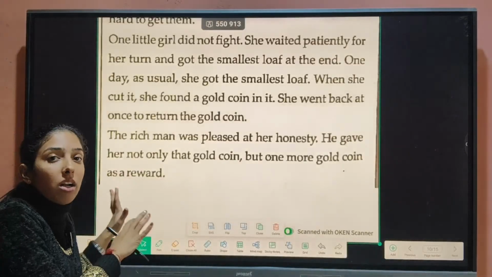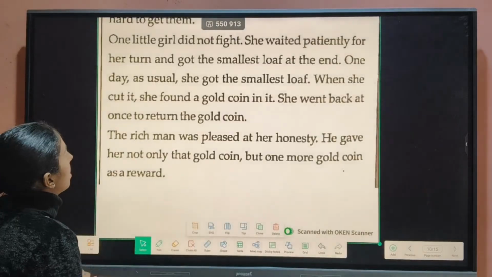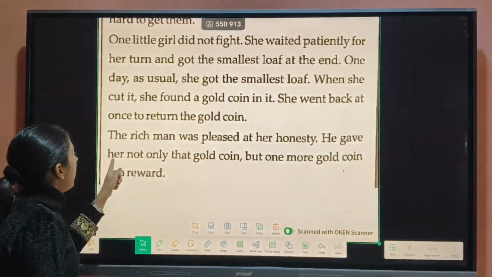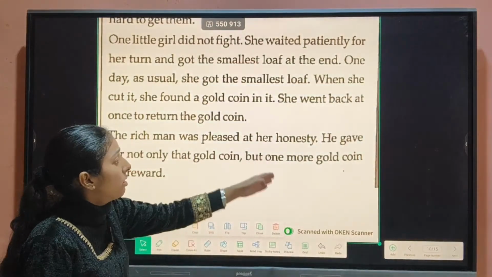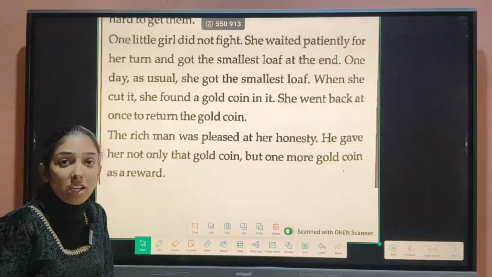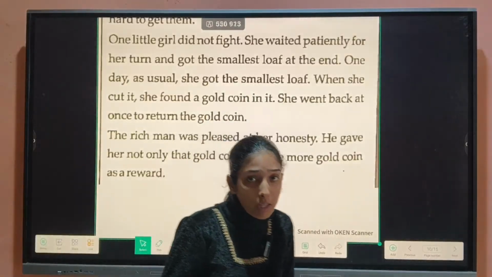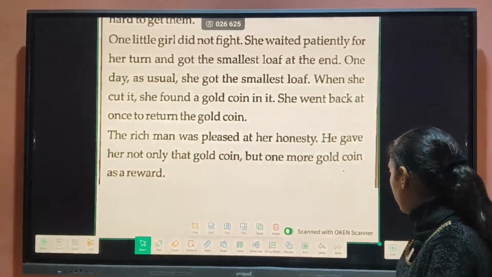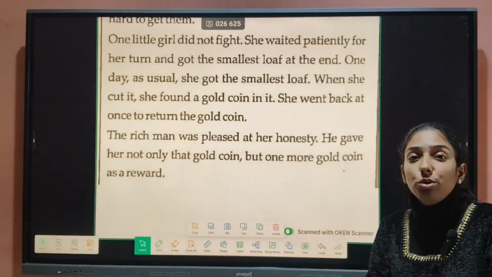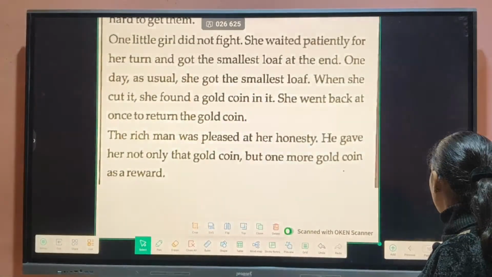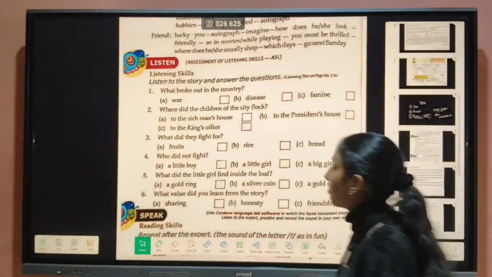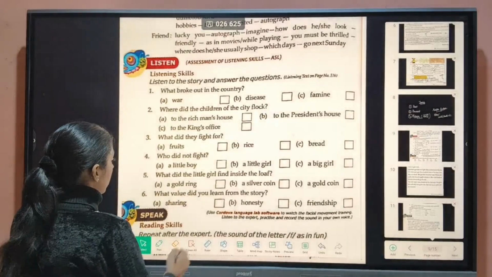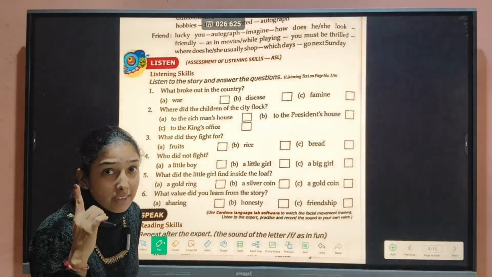You will keep it with you. Okay, but that girl was very honest, beta. She went to return that gold coin. The rich man was pleased at her honesty. He gave her not only that gold coin but more gold coins as a reward. Okay, so if you do good, you will have good. So never stop doing good things. Whether anyone is looking at you or not, you have to be honest all the time. Okay, why? Because God is watching you.